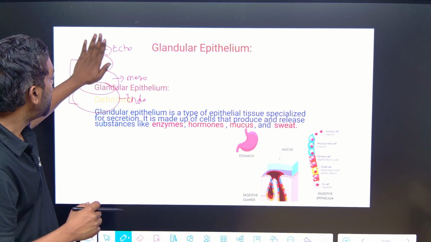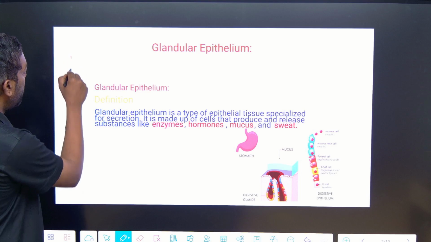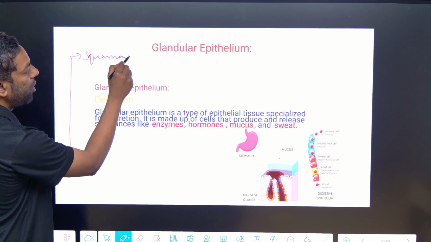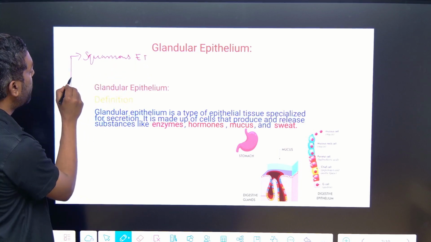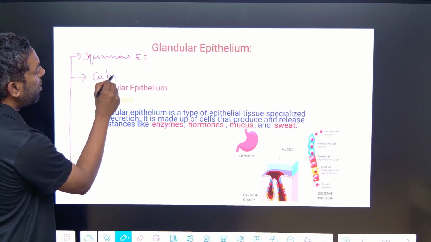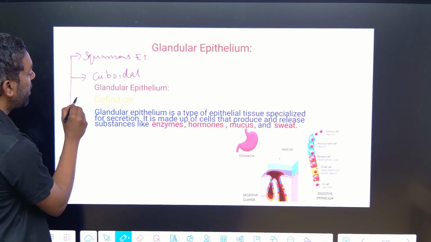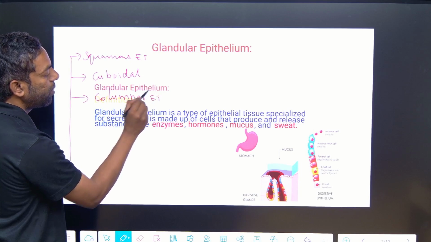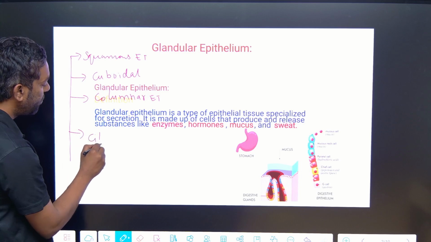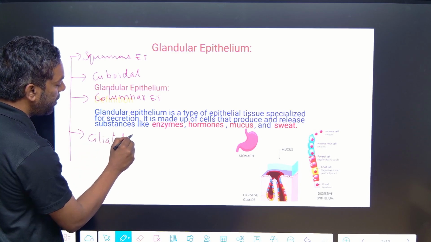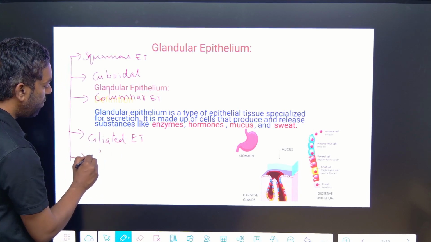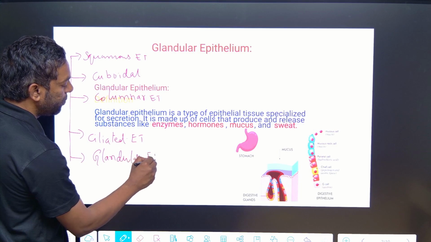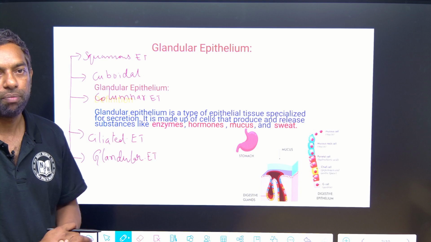The types of epithelial tissues are squamous epithelial tissue, cuboidal epithelial tissue, columnar epithelial tissue, ciliated epithelial tissue and glandular epithelial tissue. These are the types of epithelial tissue.